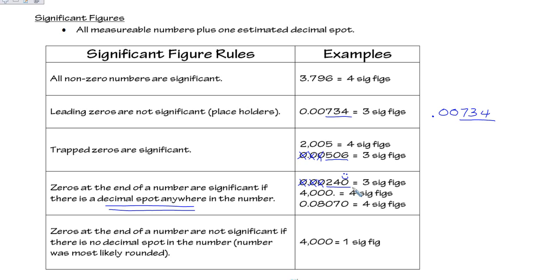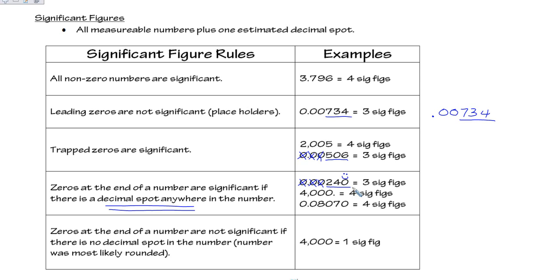We get something like this, 4,000, a lot. And this kind of shows the difference between these last two options. When you have zeros at the end of a number, you want to check for a decimal spot. If the number has a decimal spot, that's our way of saying that, yes, the zeros were measured. This is a possibility. I don't know, maybe I'm measuring some large volume or a large length or something like that.